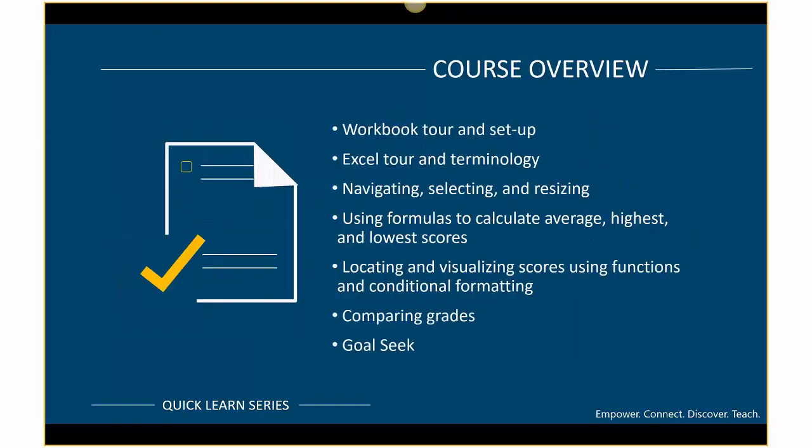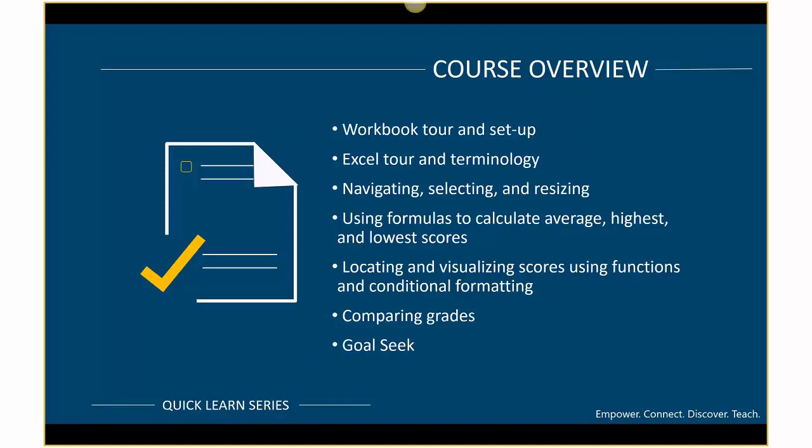Today, what we're going to be talking about, first, I'm going to start with a little bit of a tour. We'll also talk about how I have the workbook set up. And then we'll talk about some navigating, selecting, and resizing, hopefully some keyboard shortcuts there that will help working with Excel be a little bit easier, a little bit smoother. We'll also be talking about using formulas and functions to calculate average, highest, and lowest scores. And then we'll also be talking about locating and visualizing scores using some functions.